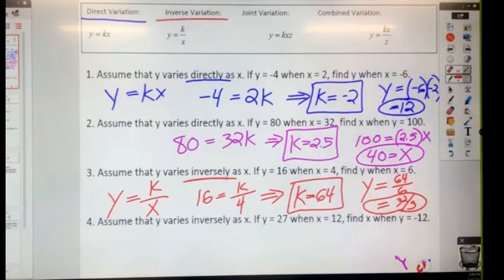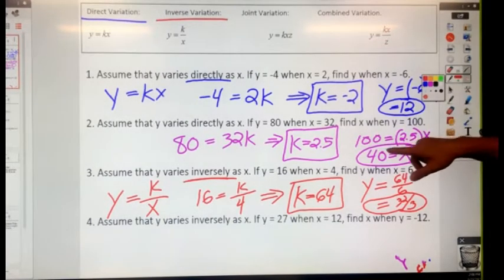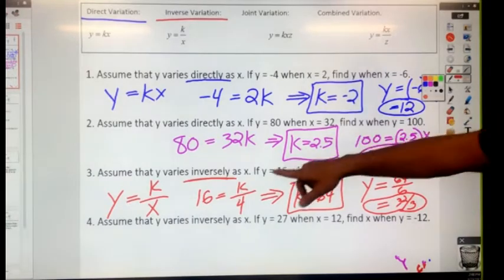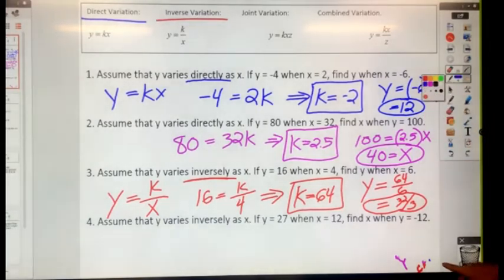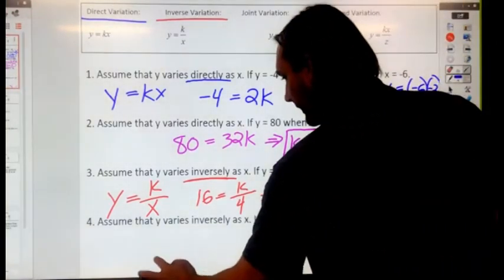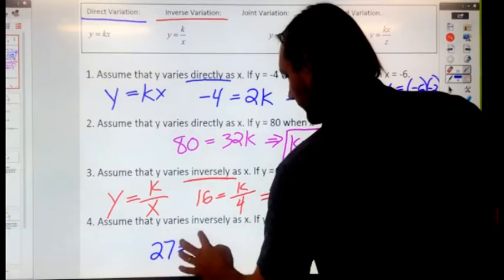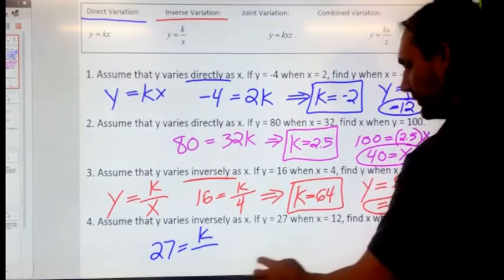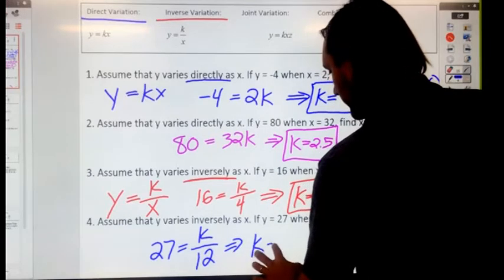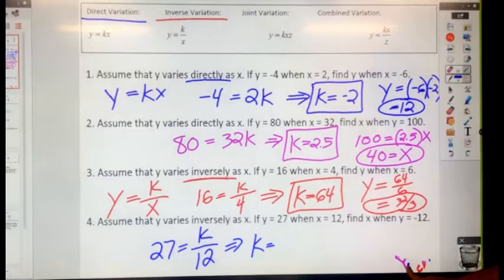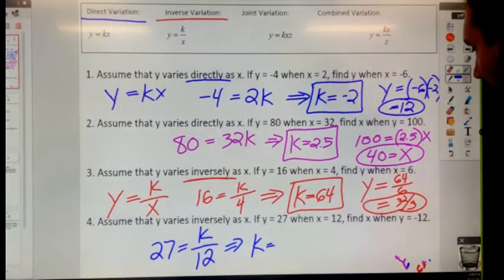Assume that y varies inversely as x. If y is 27 and x is 12, find x when y is negative 12. Let's see. Keyword here is still inversely, so I'm still going to use the y equals k over x. So I'm given the y as 27, so 27 equals k over my x value, which is given as 12. Need to find k. k equals 27 times 12, which is 324.